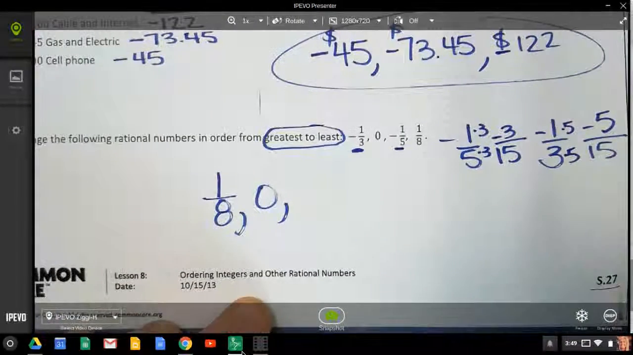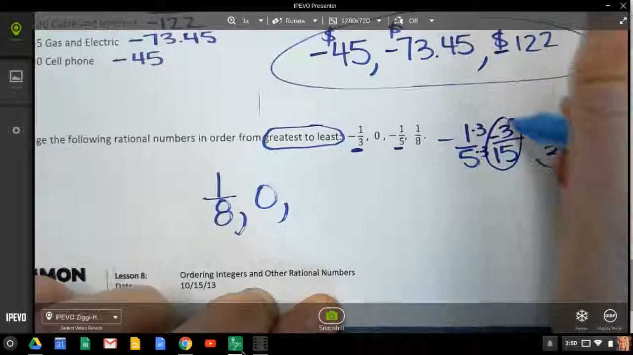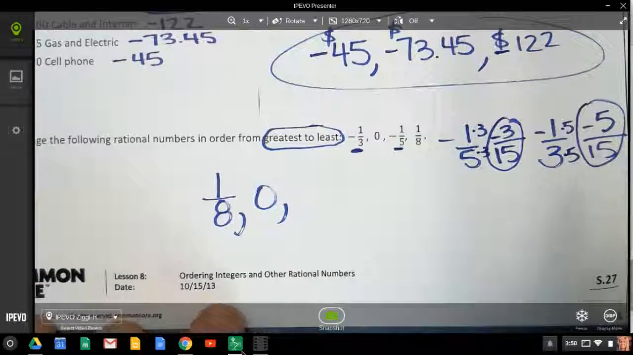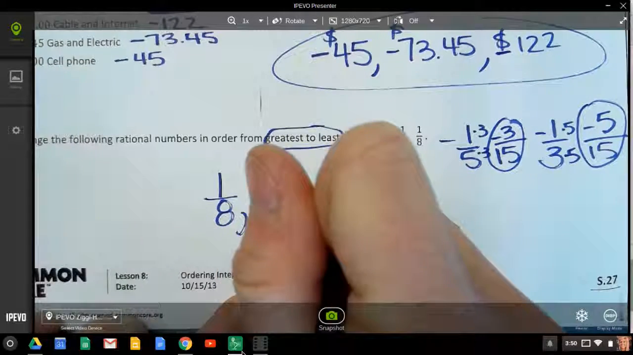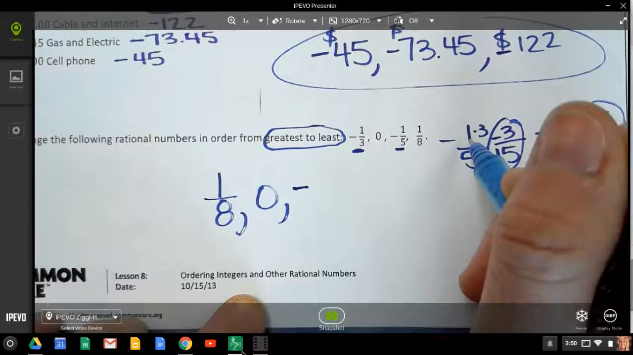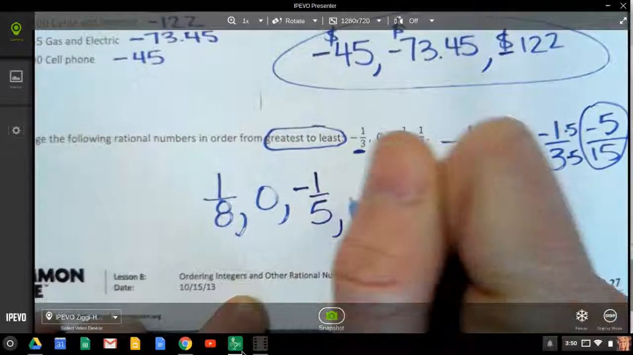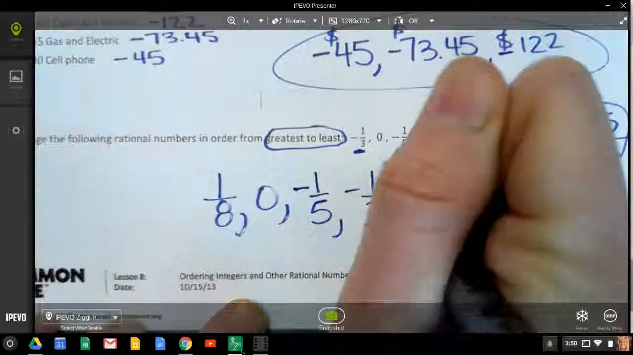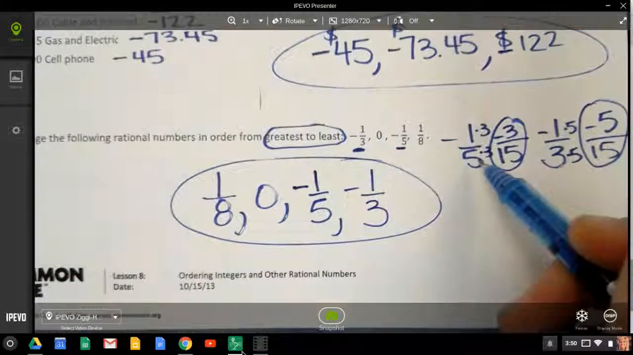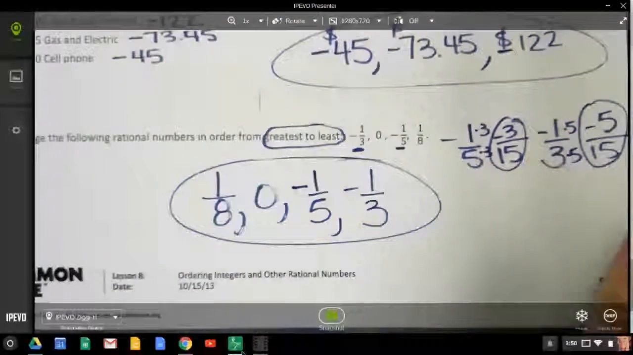Now, when you're looking at those, which one is going to be furthest away from 0? It's going to be this one because it's on the negative side. So we're going to write negative a third. Oh, I'm sorry, we're going greatest to least. So I'm sorry, we're going to write negative a fifth because that's the greater. And then negative a third. Now, you could have also turned those into decimals, but I think it's easiest to do it that way.